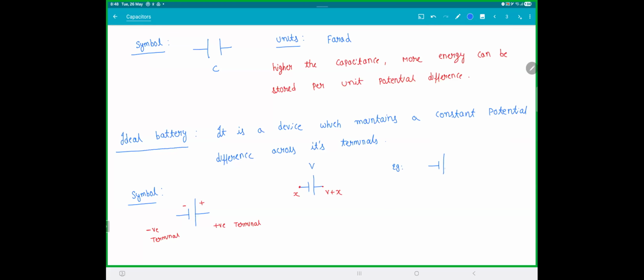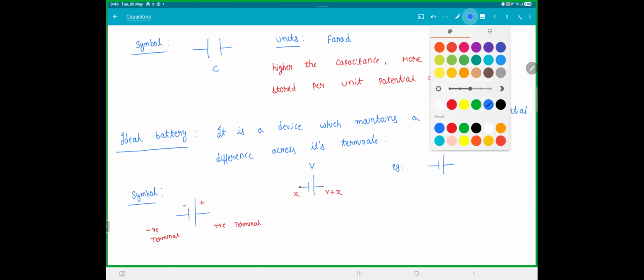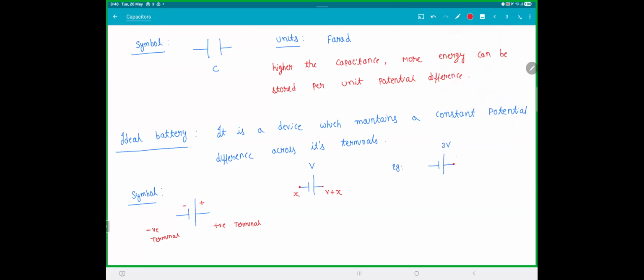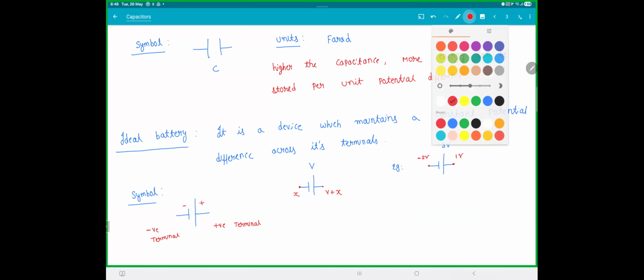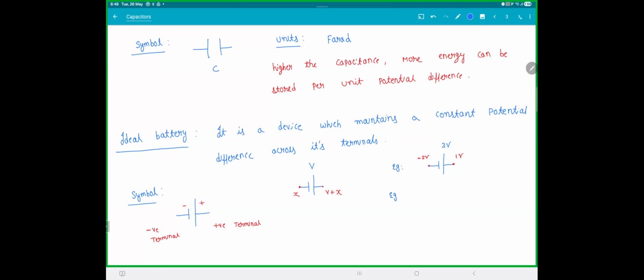Let's say we got a battery, 3 volt. Let's say this voltage is 1 volt. What will be the negative voltage? Think about it. The difference must be 3 volts. So if the positive is 1, the negative will be minus 2 V. Got it? That's what it tells. The difference is 3. The potential could be anything. Let me take one more.